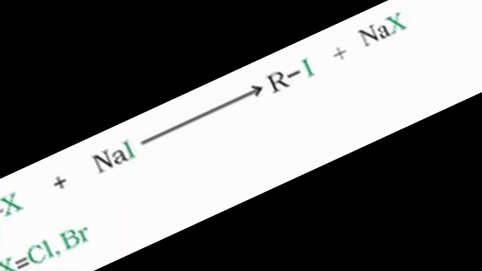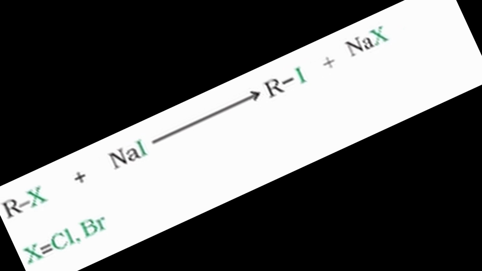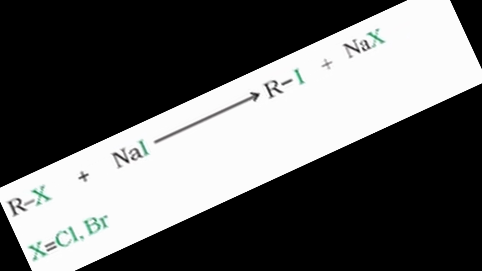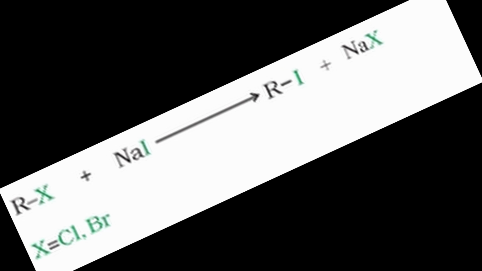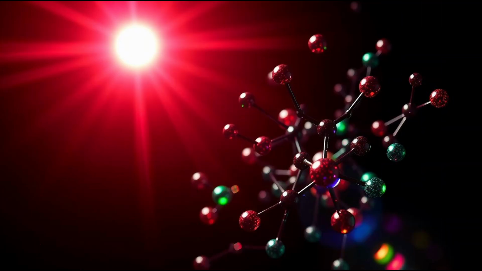Now let me tell you two important reactions where halogen exchange takes place. The first reaction is known as the Finkelstein reaction, where an alkyl halide like alkyl chloride or bromide reacts with sodium iodide to give alkyl iodide and sodium halide. The sodium chloride or sodium bromide thus formed is precipitated in dry acetone. It facilitates the forward reaction according to Le Chatelier's principle.